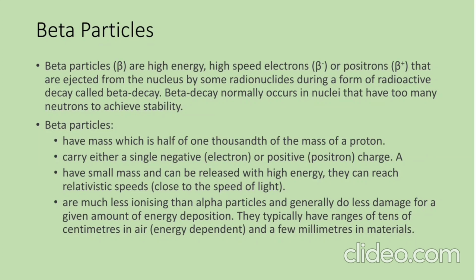Some properties of beta particles are: beta particles have mass which is about 1/2000 of the mass of a proton. They carry either a single negative charge, an electron, or a single positive charge, a positron. Beta particles have very small mass and they can be released with high energy. They can reach relativistic speeds, that is close to the speed of light. Beta particles are much less ionizing than alpha particles, and they generally do very little damage for a given amount of energy deposition. They typically have ranges of tens of centimeters in air, that is they are energy dependent, and a few millimeters in materials.